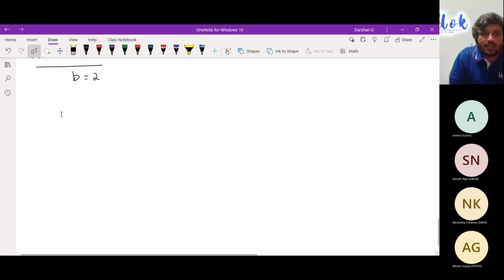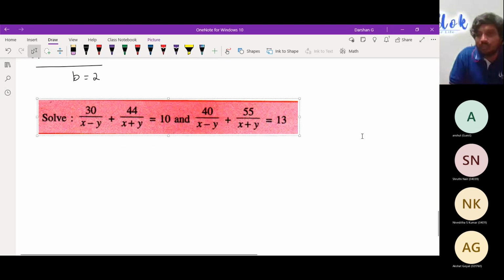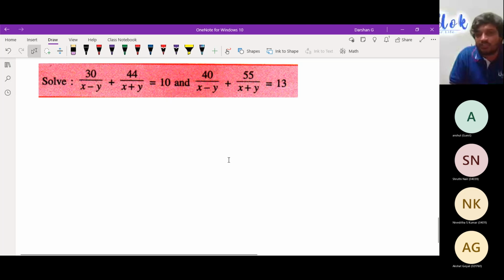The next problem is also ready. So this is the problem. We are doing one problem of every kind so that we know, because this chapter is pretty important. One question is anyway coming. So yeah, this is the question. If anybody has an idea how to solve this, there are a lot of methods to solve this question.